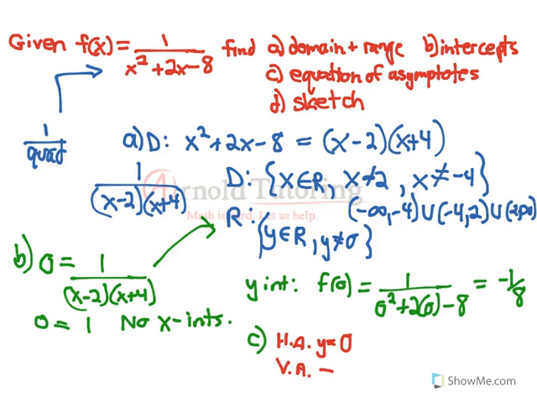Vertical asymptotes are always easy to find. That is x equaling the value that makes the bottom 0. So we already said that we can't have 2 or negative 4 on the bottom, so those are both vertical asymptotes. X equals 2 and x equals negative 4. So 3 asymptotes in total, 1 horizontal, 2 vertical.